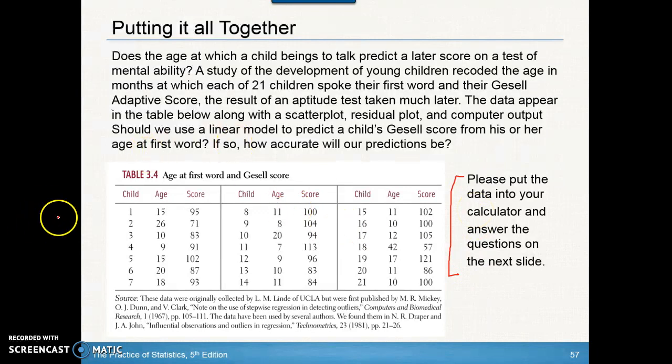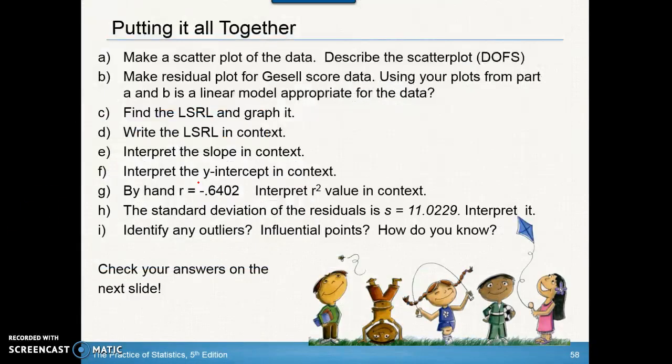So this is the child, and then age is going to be all of your X's, and your score is all of your Y's. What I would like you to do is make a scatter plot and describe the scatter plot. We've talked about that. Make a residual plot and then tell me, is a linear model appropriate? Find the least squares regression line and graph it.